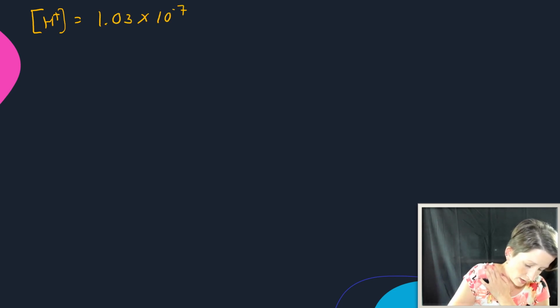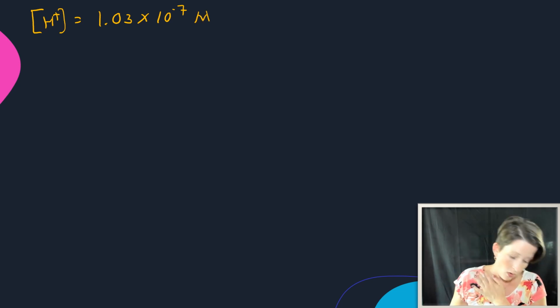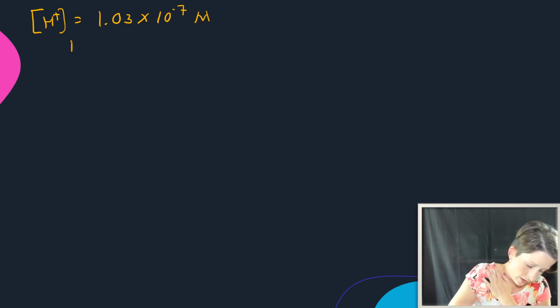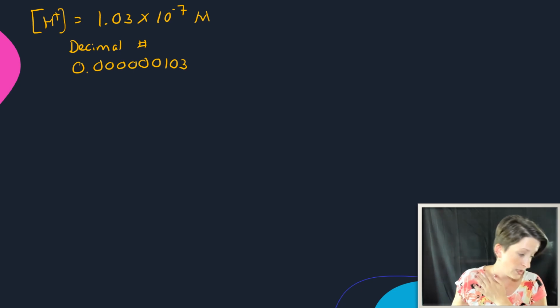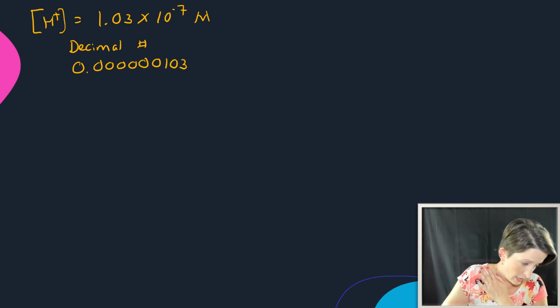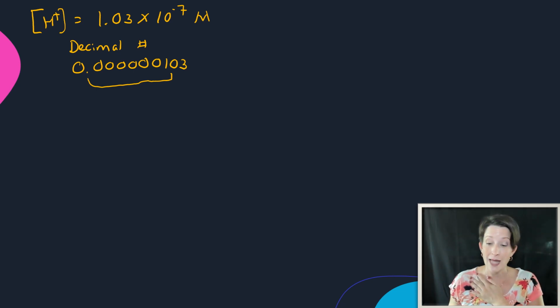Let's say that we have a concentration of 1.03 times 10 to the negative 7 for our hydrogen ion concentration. What does this actually mean? In the decimal number, we have 0.1, 2, 3, 4, 5, 6, 7 as we reach that value. So there are 7 spots that we had to move that decimal to create that exponent.